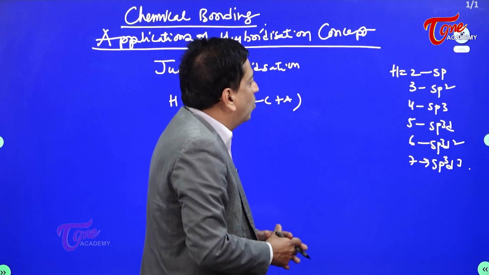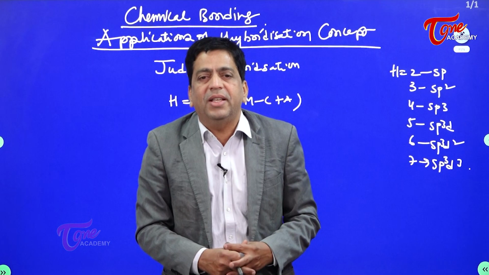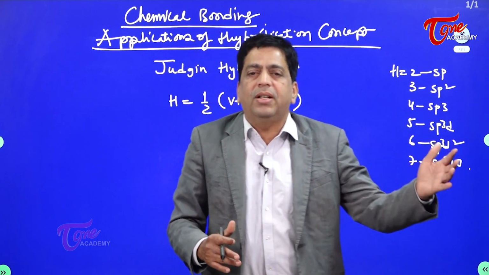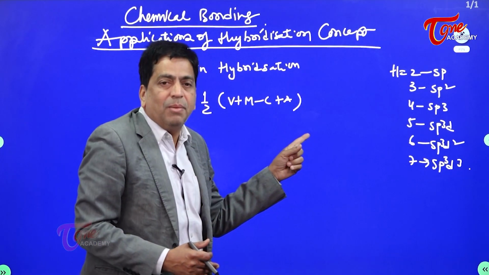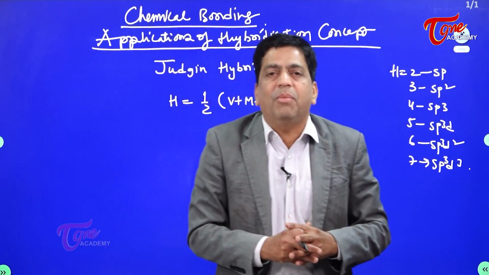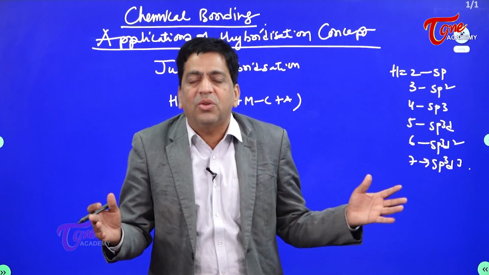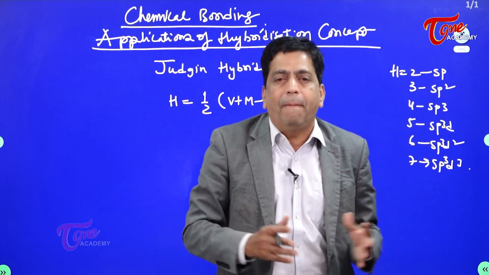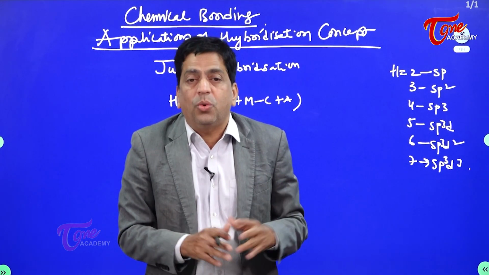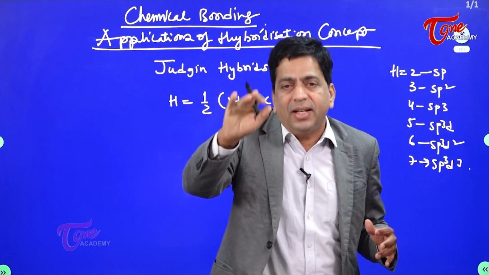So if you arrive at the H value, then you are in a position to determine the hybridization. And to arrive at the H value, you have a formula which is half into V plus M minus C plus A. Now V is the number of valence electrons of the central atom. If you don't know the number of valence electrons and feel it is tedious writing the electronic configuration, then remember that it is the group number. Valence electrons, not valency.